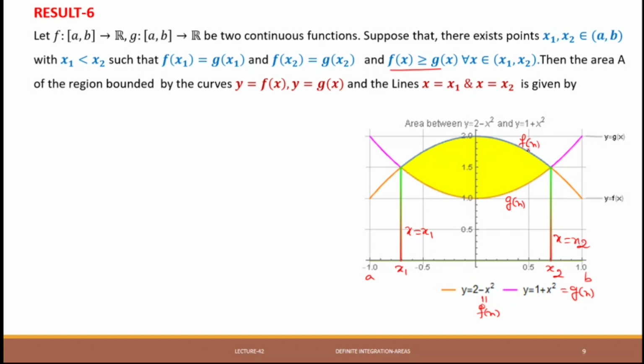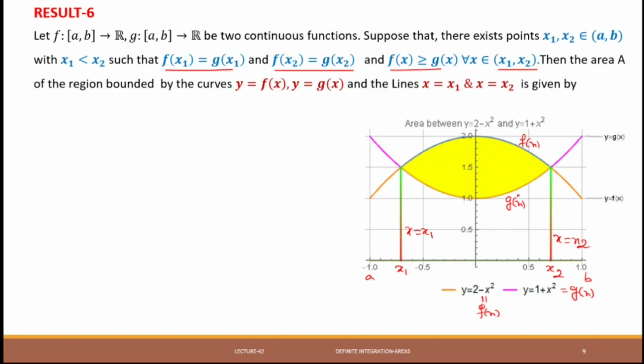You can see that in the interval (x1, x2), f of x is greater than or equal to g of x. That means the graph of f of x lies above the graph of g of x in the interval x1 to x2. That condition is met, and further it is given that f of x1 is equal to g of x1 and f of x2 is equal to g of x2. That means at the points x1 and x2 both the curves intersect. Now I need to find this shaded region. This is the required region that we need to find.